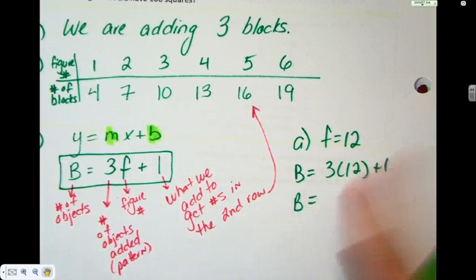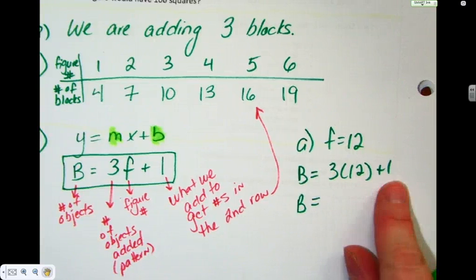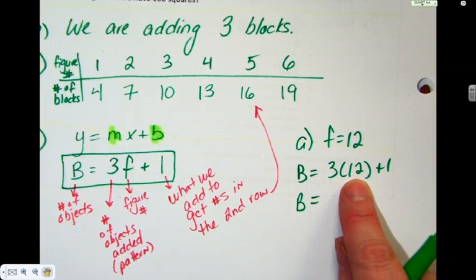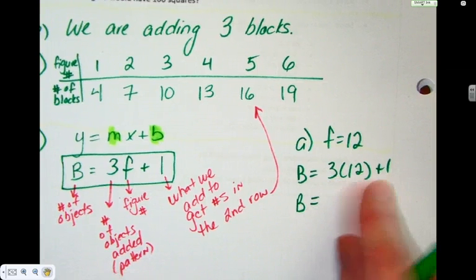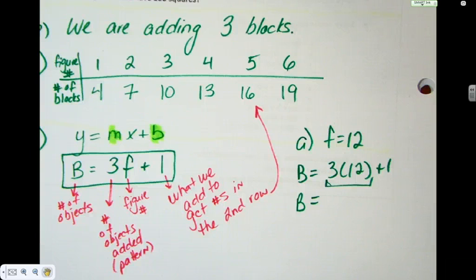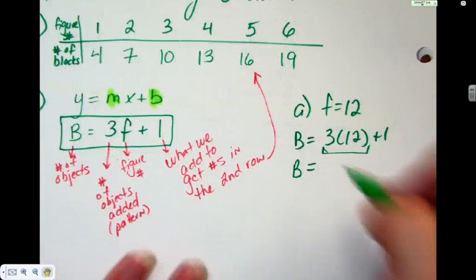BEDMAS, what do we do first? Brackets, okay, inside the brackets, is there anything I can simplify? Okay, what comes after B? Exponent, any exponents? Nope, what comes after E? Multiplying, so we're going to do this multiplication first. 3 times 12.